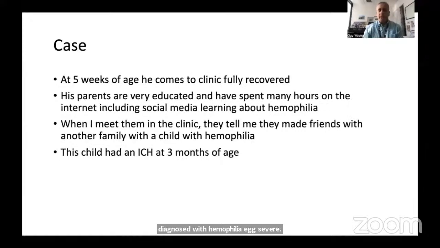Now his parents were really educated. They spent many hours online learning about hemophilia, including social media. And on social media, they interacted with another patient of mine's parents. They made friends with them. That child happened to have an intracranial hemorrhage at 3 months of age.